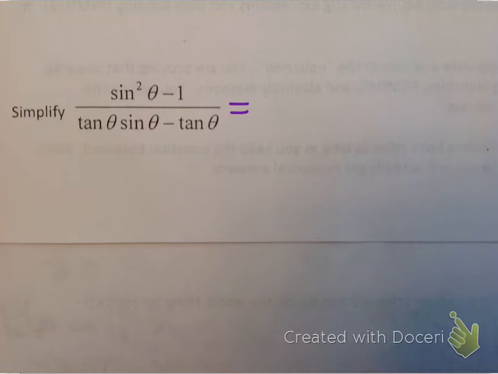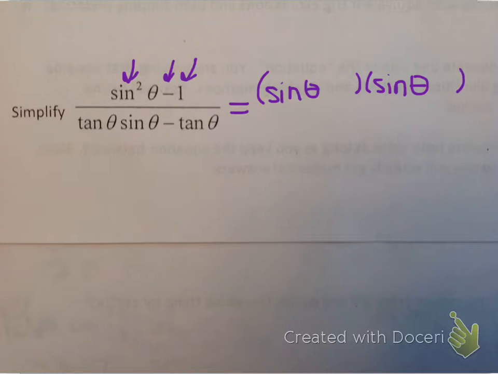So my numerator factors because it's a difference of 2 squares. This is a perfect square minus a perfect square. Sine squared would split up as sine and sine. And the 1 splits up as 1 and 1, but one of them's a plus and one of them's a minus. It's that special quadratic factoring pattern.